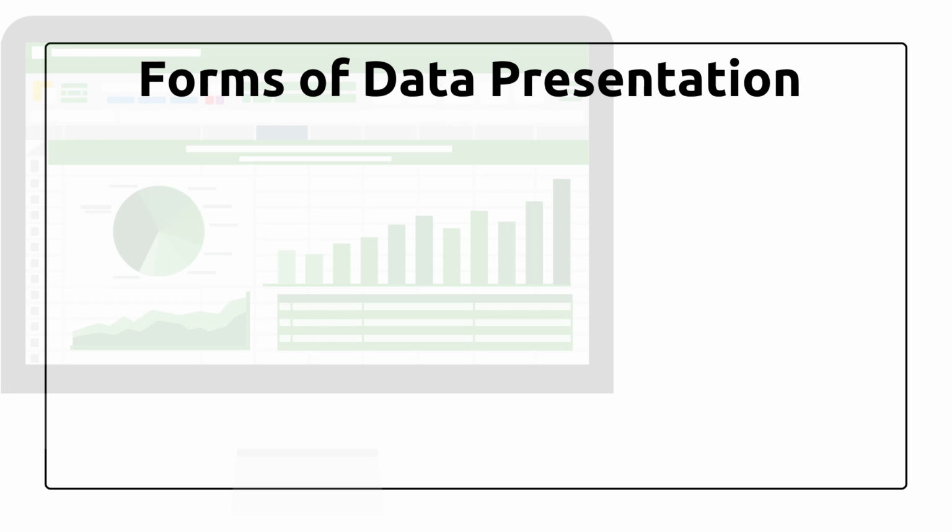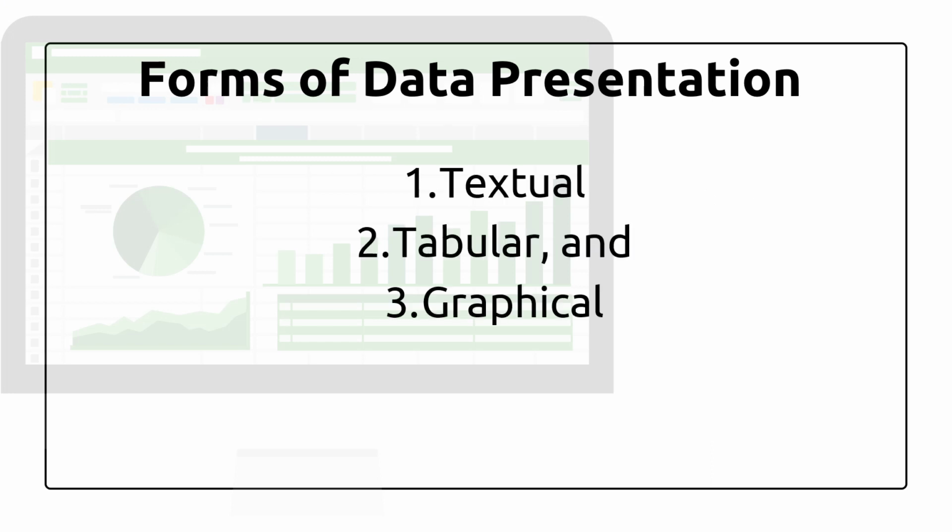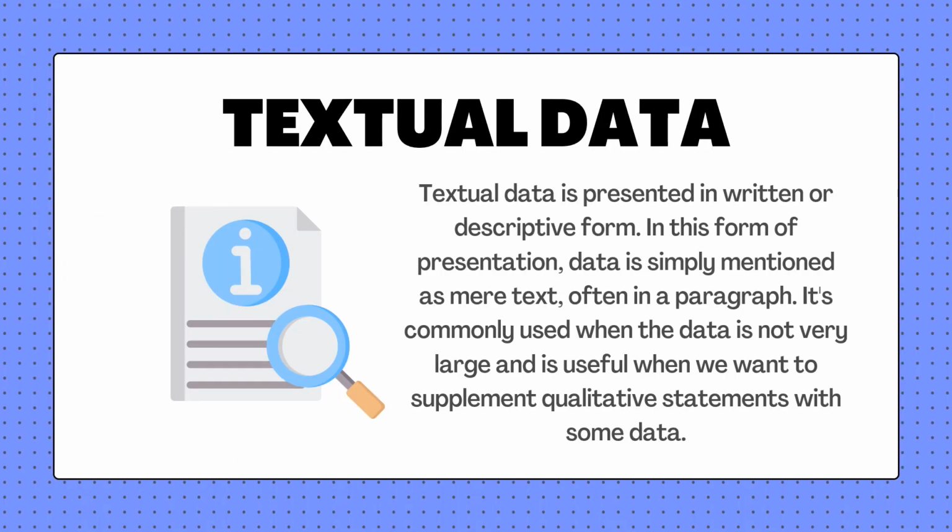There are three main forms of data presentation: textual, tabular, and graphical. Each form serves a unique purpose and is used in various real-world business scenarios. Textual data is presented in written or descriptive form. In this form of presentation, data is simply mentioned as mere text, often in a paragraph.